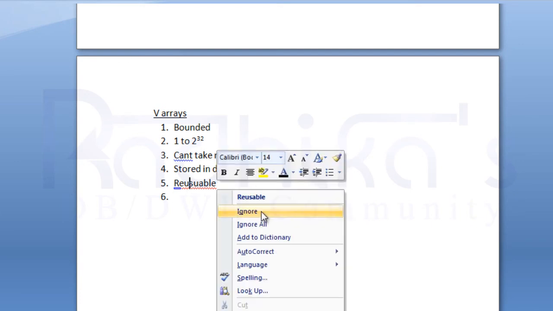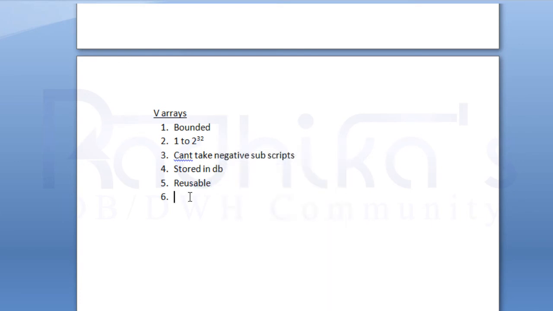And sixth point is it can be created at SQL level. Then the seventh point is extend is required, that is we should use the extend method for adding elements. Okay, so extend is required.